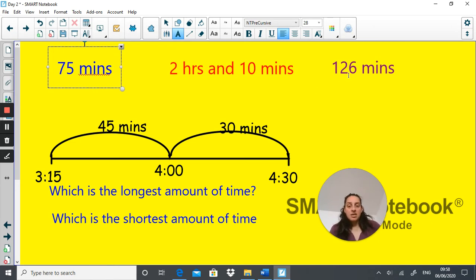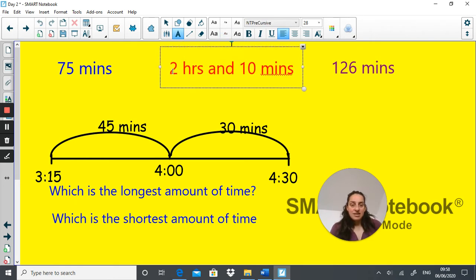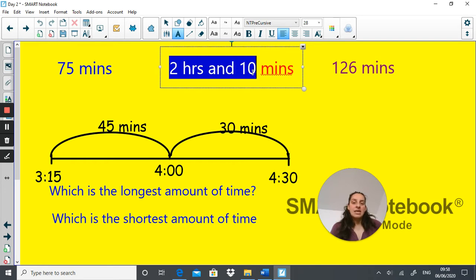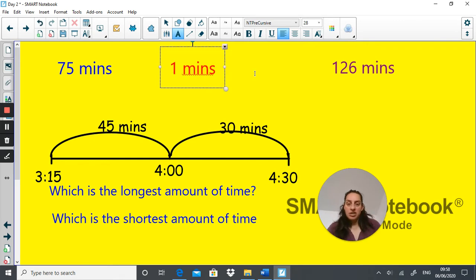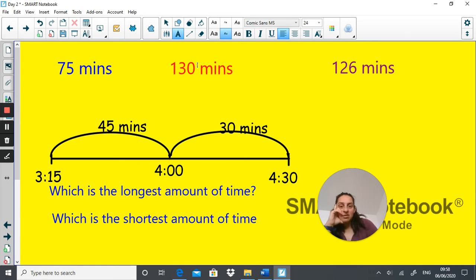Now the best way of doing this, I think, would be if we convert the 2 hours and 10 minutes into just minutes, because then we have the same unit of measurement. You remember from yesterday I said to you it was easier to have the same unit of measurement to compare the times. 2 hours and 10 minutes is the same as 60, 120, 130 minutes. Right, there you go. So now, what is the longest amount of time? I think you'll agree it's this.